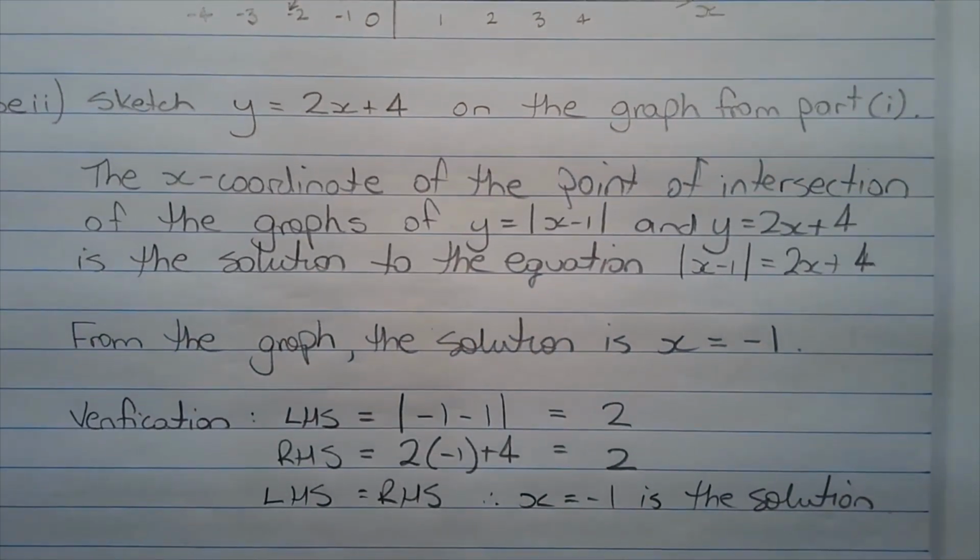Now if there is time, we can verify the solution is correct by checking the value of the left-hand side and the right-hand side and showing they are equal. So from the left-hand side of the equation, we have the absolute value of negative 1 minus 1, which equals positive 2, and the right-hand side of the equation is equal to 2 times negative 1 plus 4, which also equals 2. So left-hand side equals right-hand side, therefore x equals negative 1 is the solution.